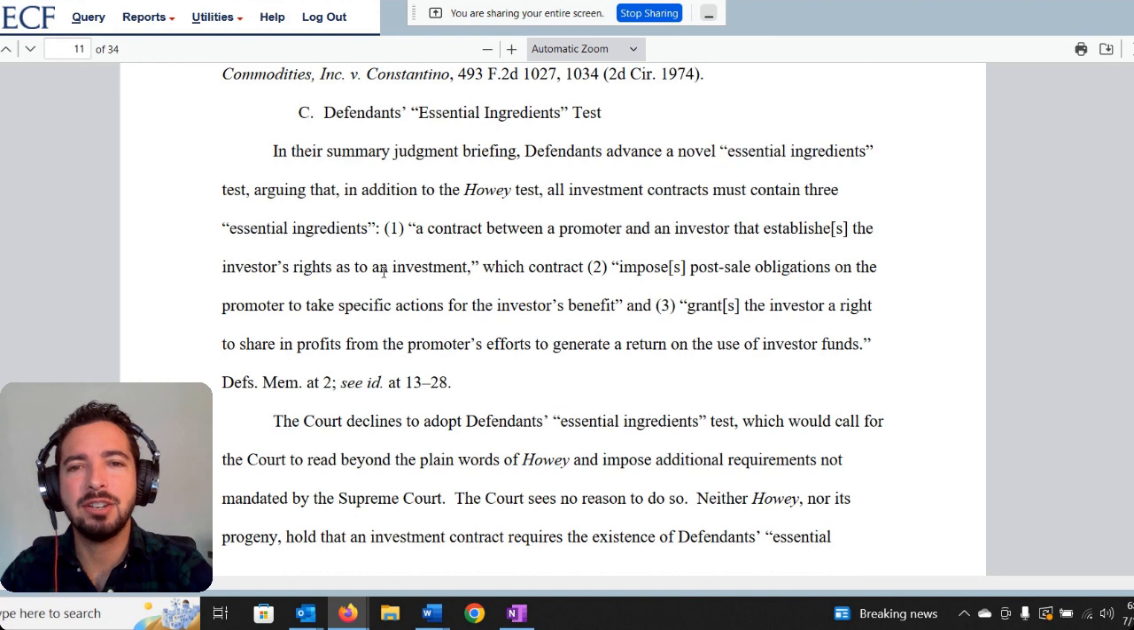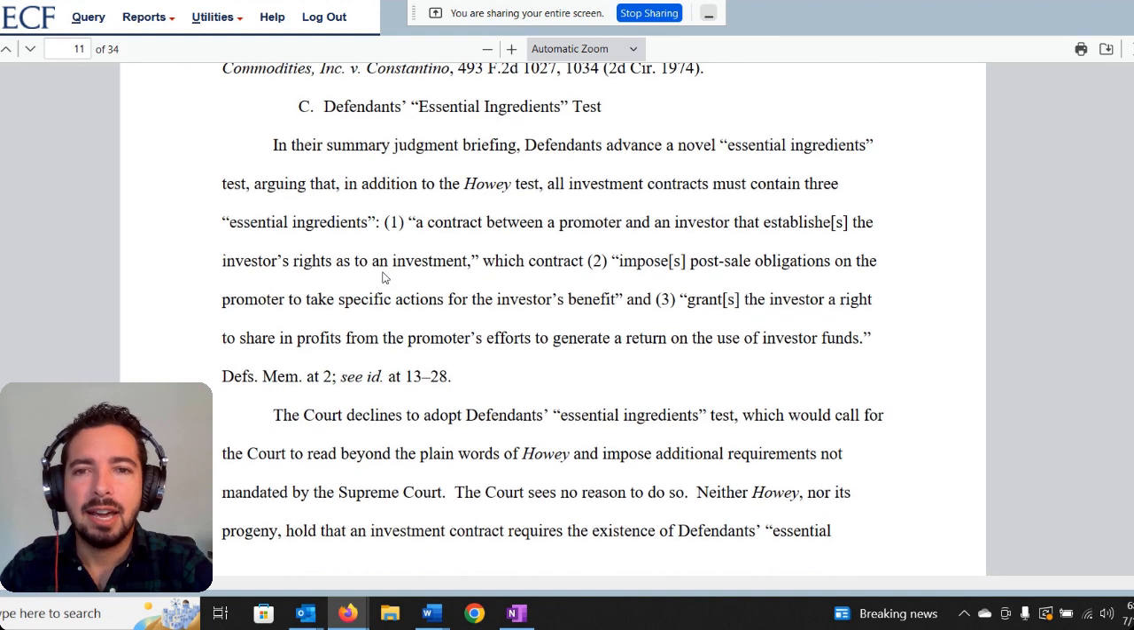So, defendant's essential ingredients test. Now, I will admit to you that I went ahead and I read this, and I'm going to give you a spoiler alert right now. Ripple decided to try and advance a type of a new addition to the Howey test, which it calls the essential ingredients test. And in short, the court denied that. So Ripple tried to add new stuff to the Howey test, and the court said, no, we're not doing that. So you can skip ahead if you want.